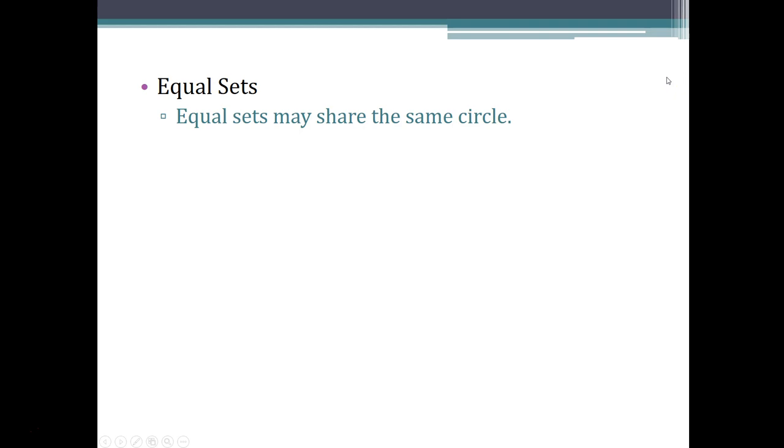Equal sets, you can always share the same circle. So let's say you have set F that has A, B, C, and let's say you have set G that also has A, B, C. These are equal sets. They have exactly the same elements.